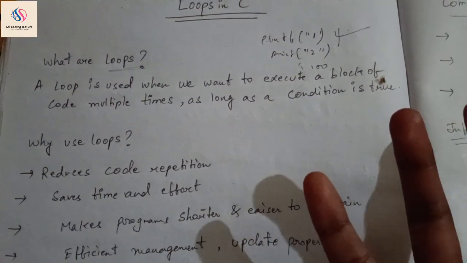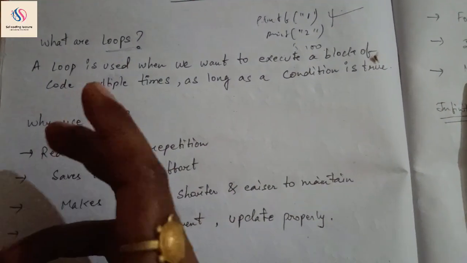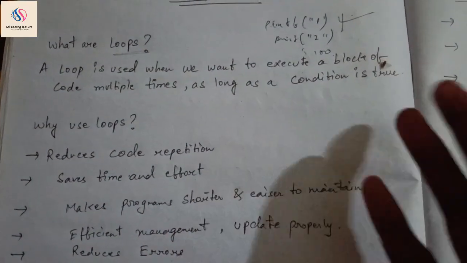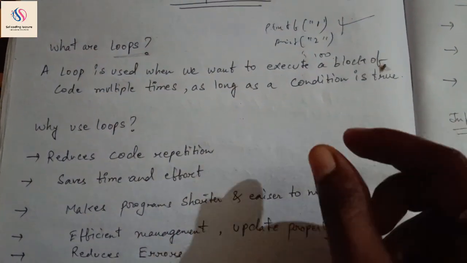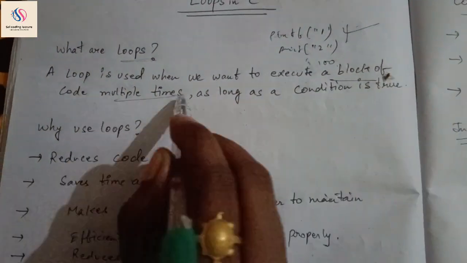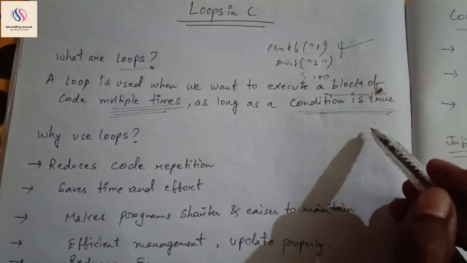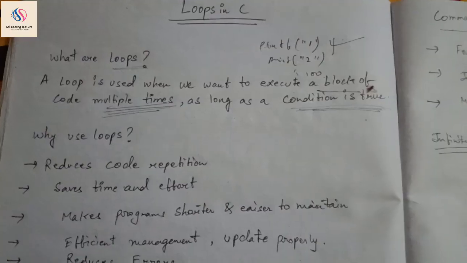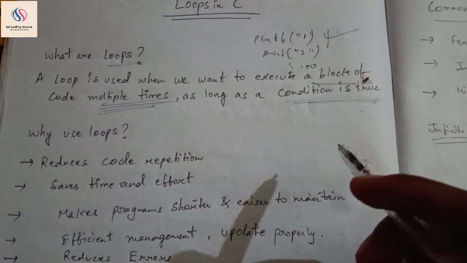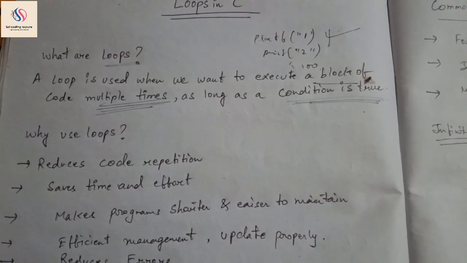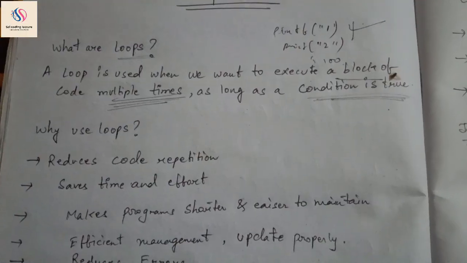Why we are studying loops, I have explained that. Now what are loops? As I told, a loop executes a block of code multiple times as long as the condition is true, which means until the condition becomes false, the loop will run. As soon as the condition becomes false, it will come out of the loop. This is what loops are.